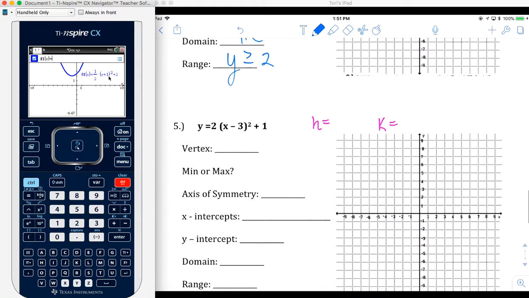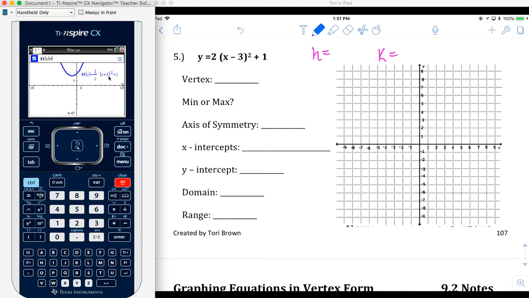And let's talk about that problem. So the h is coming out of the parentheses. So we're doing x minus what? It's a 3. K comes out of the outside. That's a 1. So our vertex is at 3, 1. Let's go ahead and get this guy typed in. So 2, x minus 3, we are squaring it. And then adding 1.